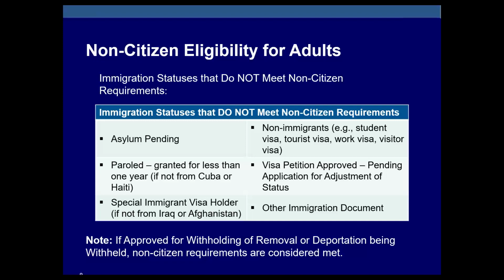So as you can see here on the screen, asylum pending, parole granted for less than 1 year, if not from Cuba or Haiti, special immigrant visa holder, so if not from Iraq or Afghanistan, non-immigrants, for example, student visa, tourist visa, work visa, visitor visa, as well as visa petition approved, so pending application for adjustment of status. And then the other one would be other immigration documentation. Please take note that if approved for withholding of removal or deportation being withheld, non-citizen requirements are considered met.